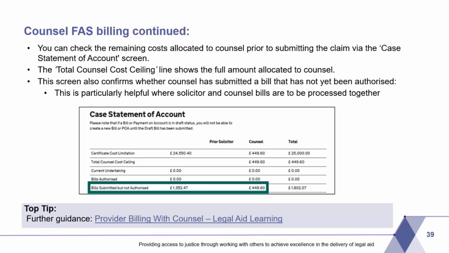So you can also check the remaining costs allocated to council prior to submitting the claim via the case statement of account screen, which again is in the slide. The total council cost ceiling line shows the full amount allocated to council, and where the council has submitted a bill that has not yet been authorised. So that's something that's actually quite useful, especially on hourly rate claims.